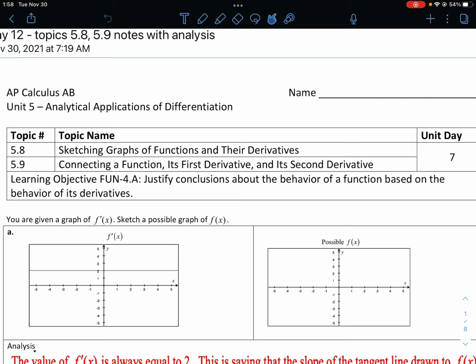Okay, there's not really a lot of notes to talk about here. Basically, we're just going to jump right into a problem and start talking about how to analyze a derivative and from that graph a possible graph of an original function from that derivative.